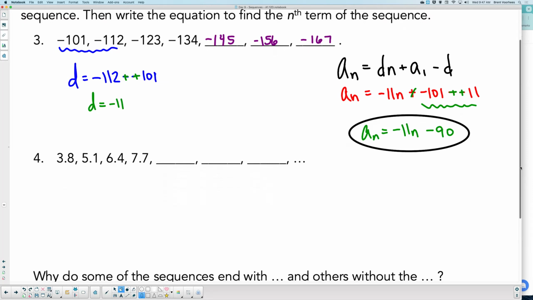All right, last one. Last one here. We have a 3.8, a 5.1, a 6.4, a 7.7. Oh my goodness. Without me telling you, does anybody see the pattern? Yeah. Anybody else? 3.8, 5.1, 6.4, 7.7. So Kiko's got it. What's the next number, Kiko? 9. And since it's 9, you can write just a 9.